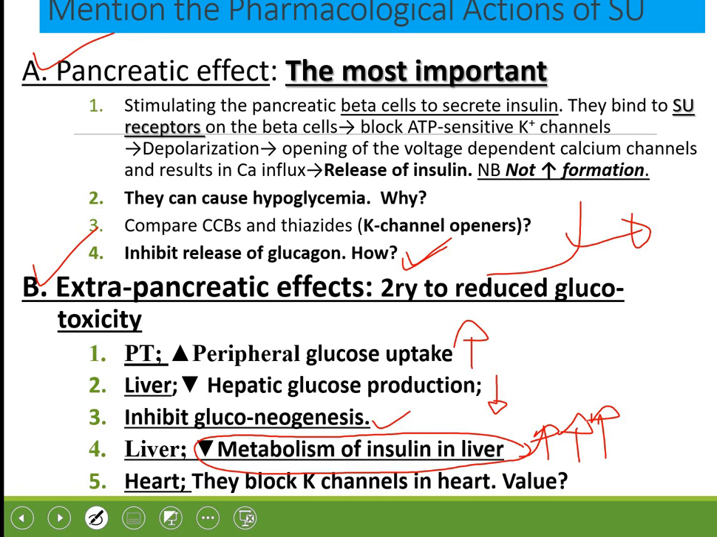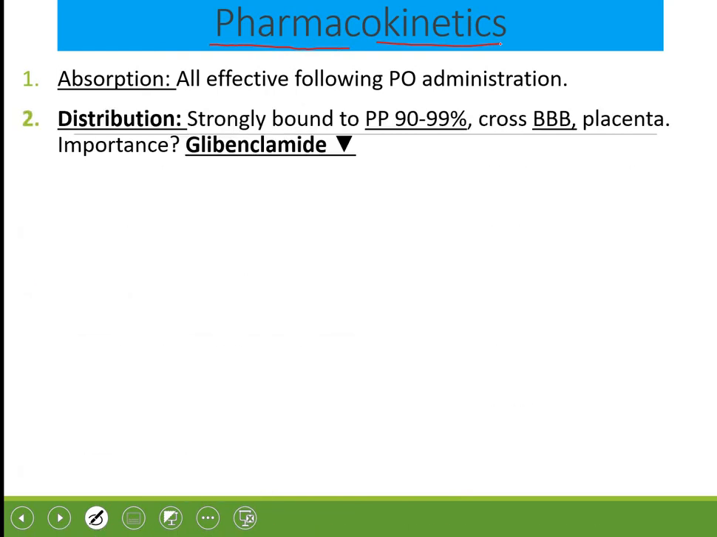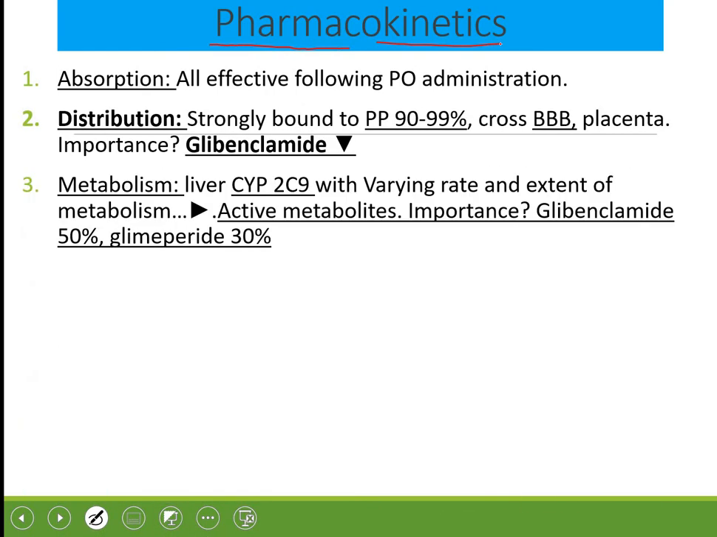We shall use sulfonylurea in those patients with caution, or we shall go for the alternate drugs. Then the pharmacokinetics. Pharmacokinetics: pharmaco means drug, kinetics means movement: absorption, distribution, elimination, and metabolism. Regarding absorption, when your patient takes it through the oral route, per oral route, its absorption is from the intestine.